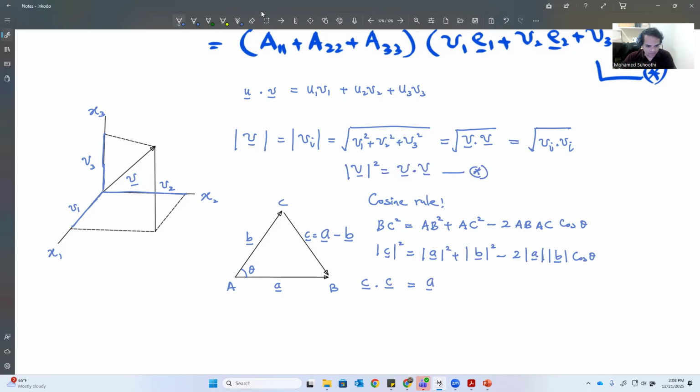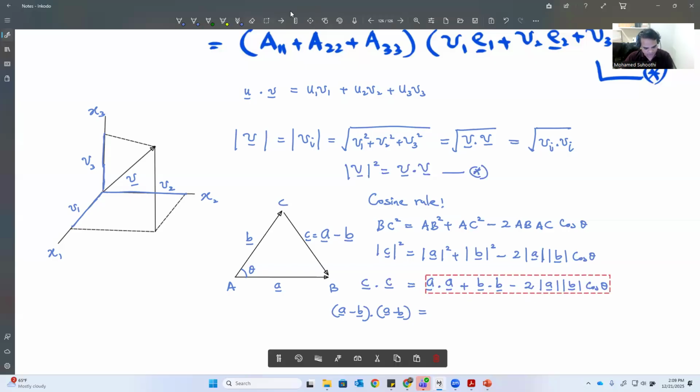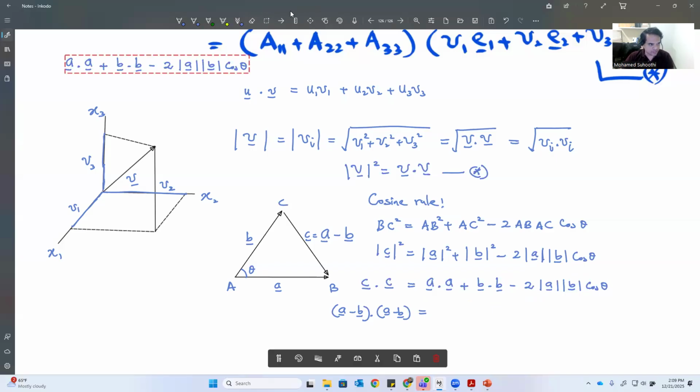So this one, a vector times a vector, plus b vector times b vector, minus 2, and this I will keep as it is, right? So now the C vector, actually this one, is A vector minus B vector. So therefore, A vector minus B vector dot product with A vector minus B vector. Then this side will be the same, so I'll copy this one and paste it here.